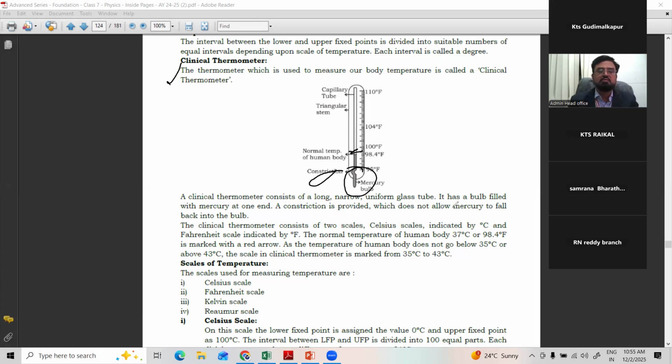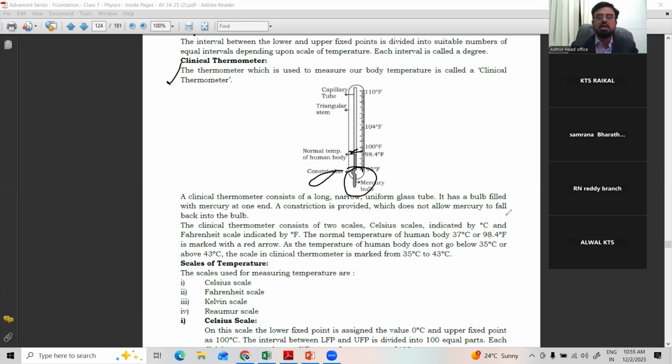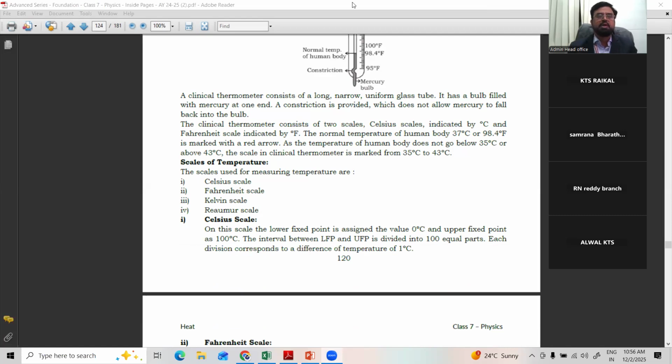The clinical thermometer consists of two scales. One is Celsius, indicated by degree Celsius, and the other is the Fahrenheit scale. So we can measure our body temperature in Celsius as well as in Fahrenheit. A very interesting point you can see here: the normal temperature of the human body is 37 degrees Celsius or 98.4 degrees Fahrenheit. That is the normal temperature. If it is less than that or more than that, it is dangerous.